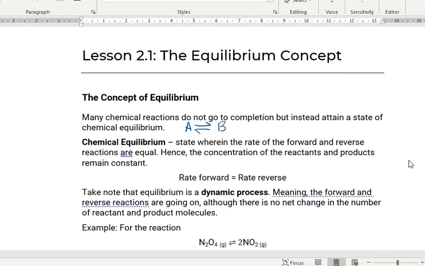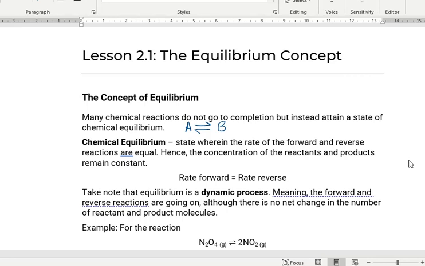So what happens is that you have A and then some of the A will be converted to B until such time that the conversion of A into B stops. So, it's like no more change in the concentration of A and in the concentration of B. Okay? So, that is what we call the state of chemical equilibrium.